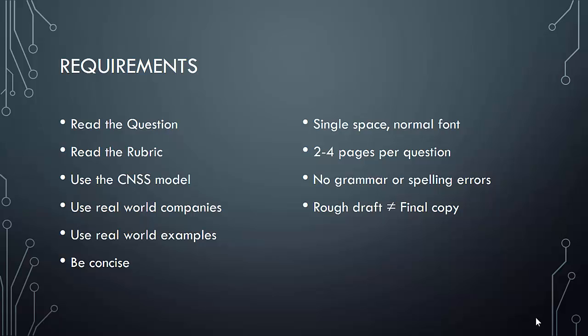make sure you didn't miss anything, and that you've done each of these 6 hints or techniques: reread the question, make sure you're answering it, read the rubric, make sure you're answering each question correctly, use the CNSS model in answering questions, specifically questions 1 and 3. Use real-world companies and examples, specifically in questions 1 and 2, and then be concise so that you don't have any errors with that. Well, that's it for this short video.